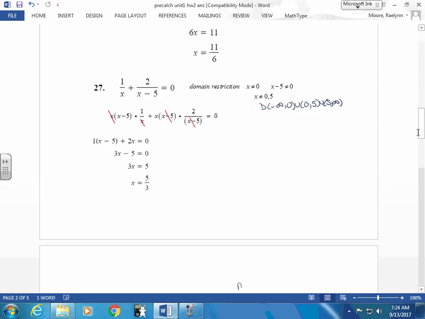Again, you need an x and you need an x minus 5. Put that on the top of everything. This one's easy. When you multiply 0 by anything, it stays 0. So that becomes a nice little equation. Questions?